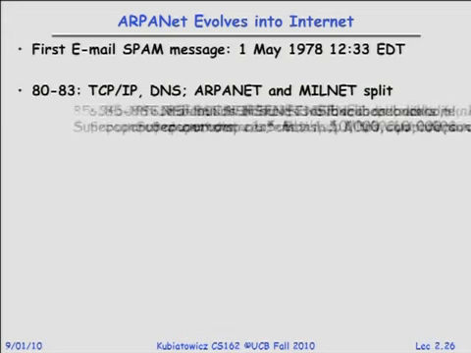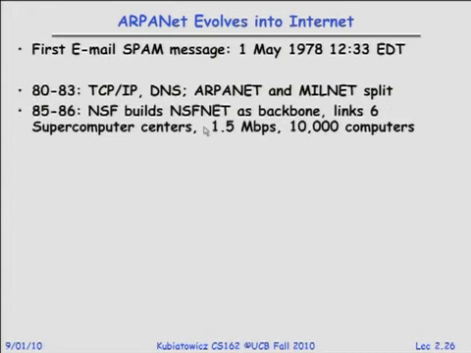In the middle 80s, the National Science Foundation built the NSFNet, which was a network backbone to try to increase the amount of traffic for research. Okay, and it was linking supercomputer centers, and it was about 1.5 megabits per second. In the late 80s, basically we had a bunch of regional networks that all got linked together.